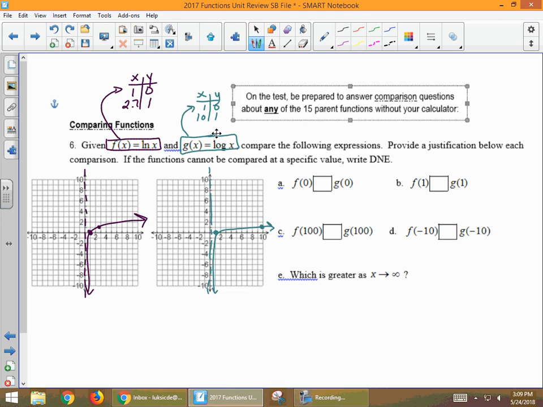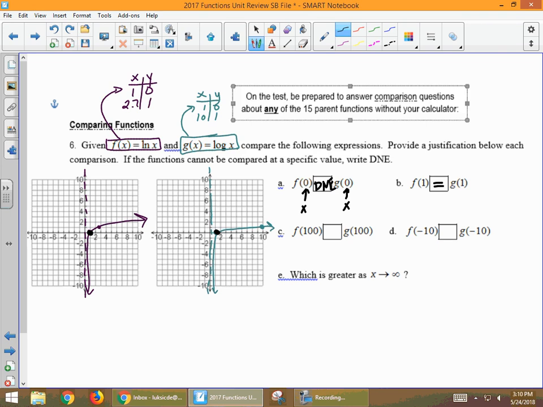So if functions can't be compared to a specific value, we're going to say D, N, E. Anywhere we have asymptotes or no value, we cannot compare. So for this problem, at f of 0 and g of 0, again, those are your x values, we have asymptotes, so we cannot compare those. F of 1 and g of 1, so f of 1 is 0, and g of 1 is 0. So at x equals 1, f of x and g of x are equal.